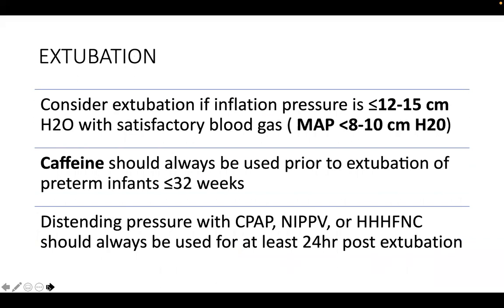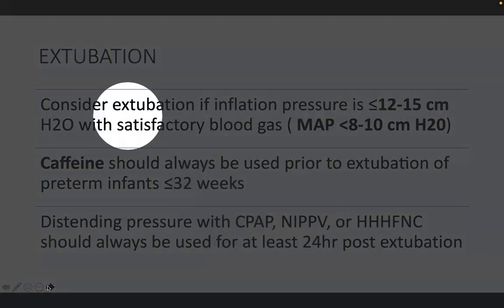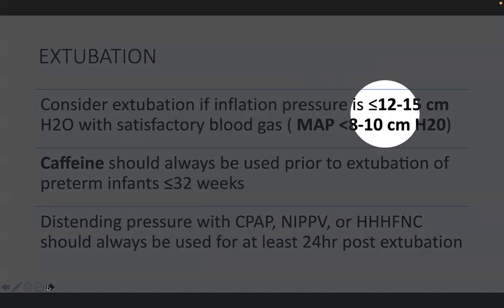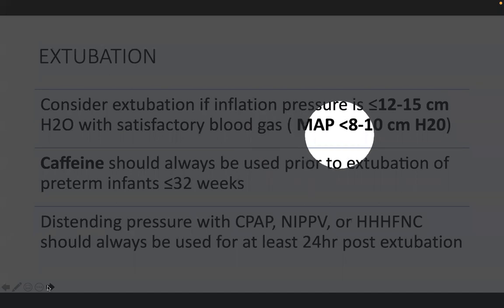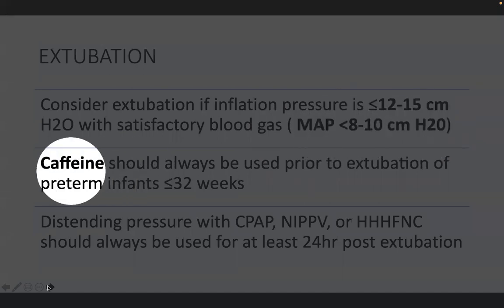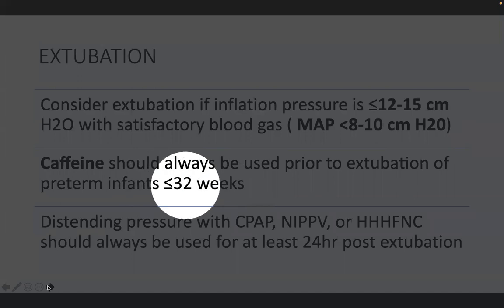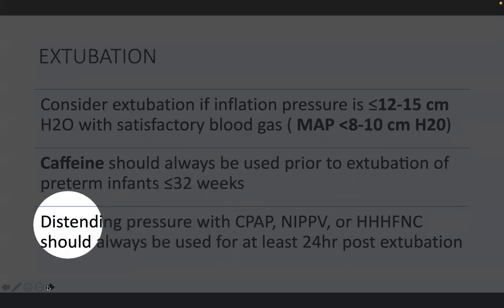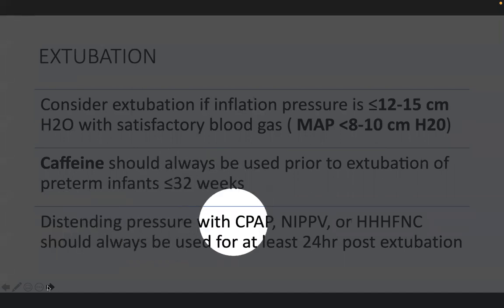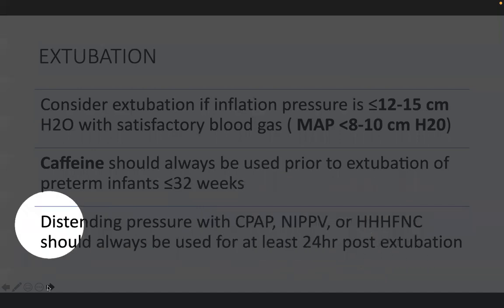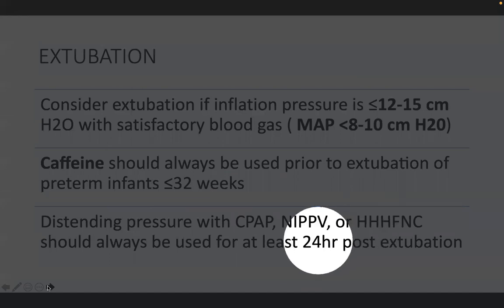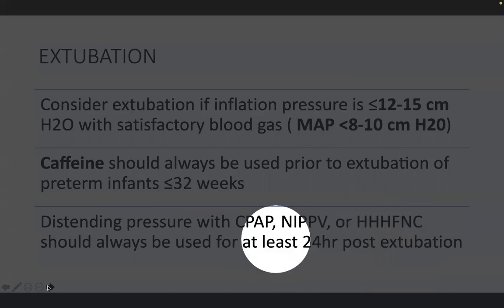Coming to the extubation, we consider extubation if inflation pressure is less than 12 to 15 centimeter water with satisfactory blood gas, with a MAP less than 8 to 10 centimeter. Caffeine should be used in infants less than 32 weeks, and distending pressure with CPAP, NIV, or heated humidified nasal cannula should always be used for at least 24 hours post-extubation. We should not extubate to room air.